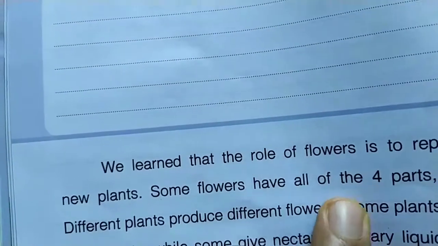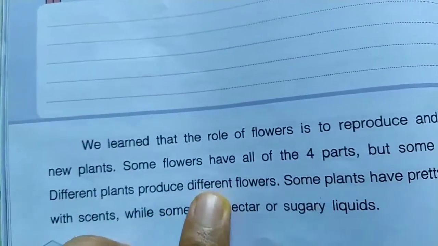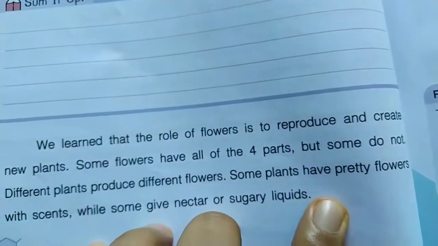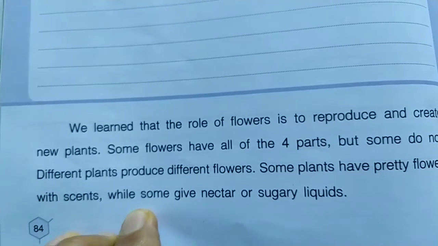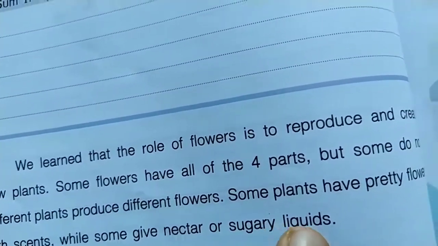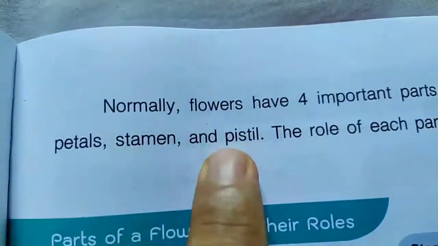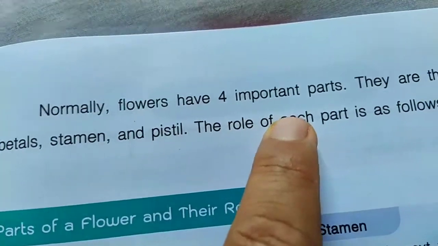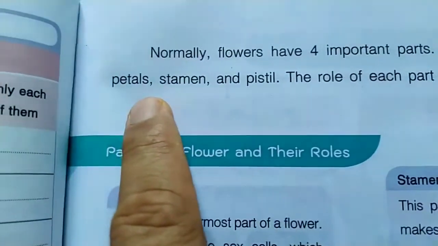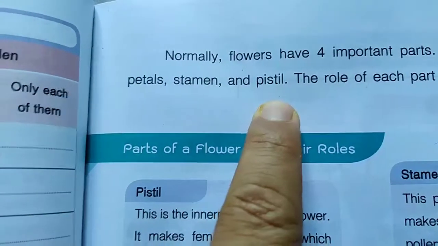Some flowers have all of the parts, but some have different parts. Okay? So some plants have plenty of flowers with scents. Scents means smell. Some give nectar, or a sugary liquid. Well, some don't. So normally, flowers have four important parts. They are the sepals, the petals, the stamen, and the pistil.